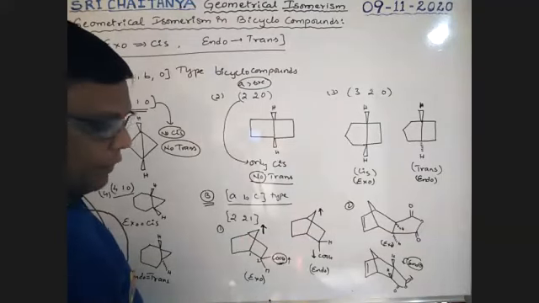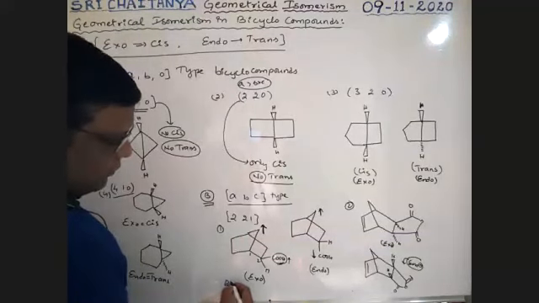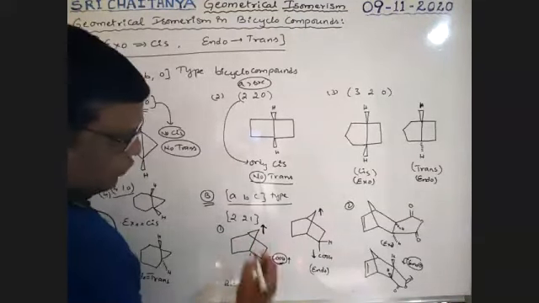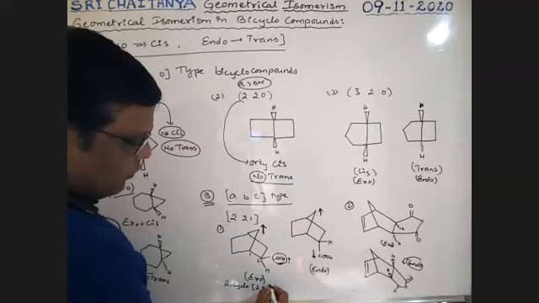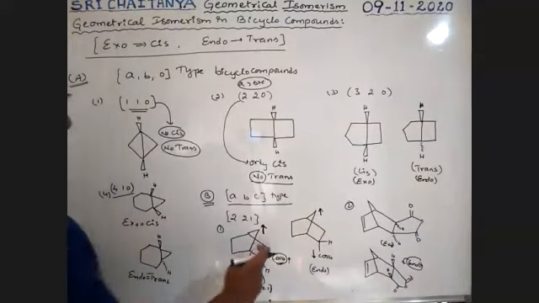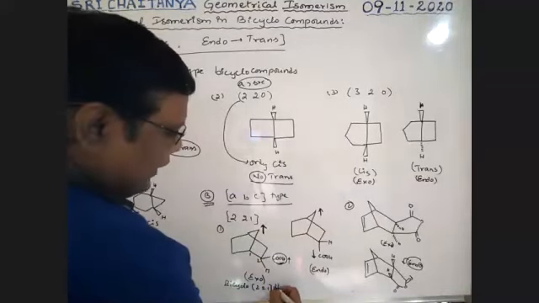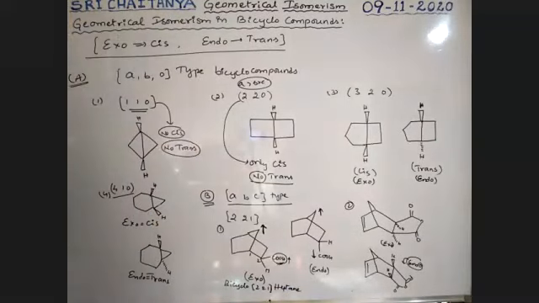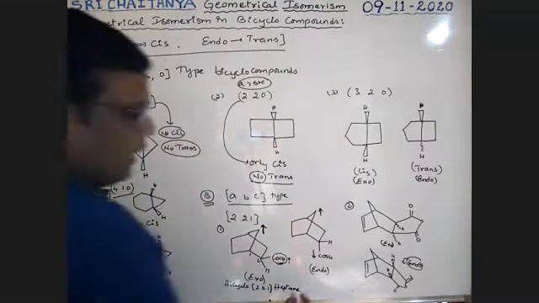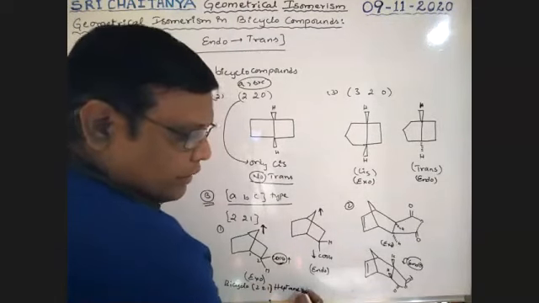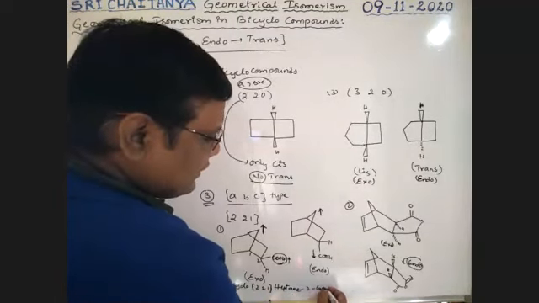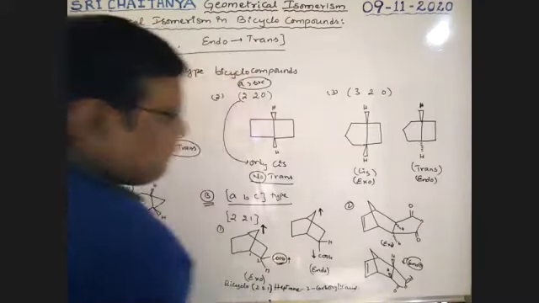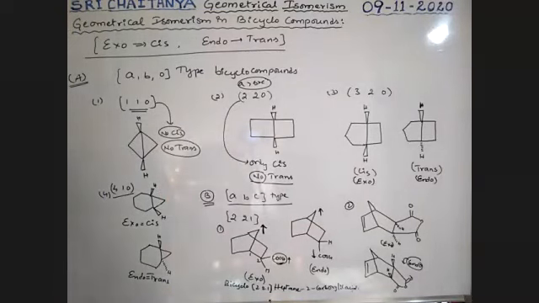So the name of this compound is bicyclo 221 heptane, total 7 carbons. It is COOH, boys, carboxylic acid at the second position. So that is 2-carboxylic acid. It is the name of this compound, boys.